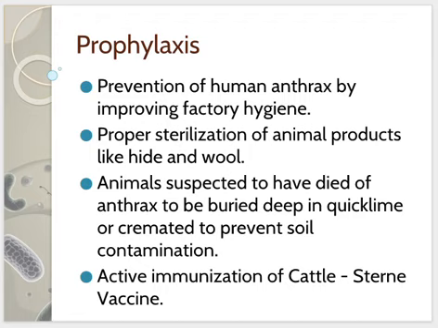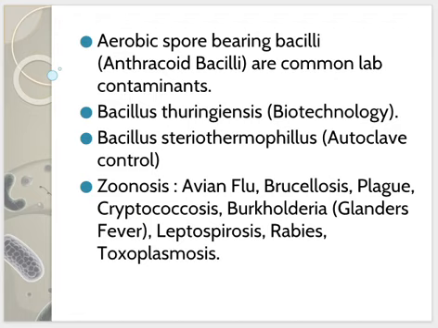Finally, it's important to note that aerobic spore-bearing bacilli, like anthracoid bacilli, are common contaminants in labs. Some species, like Bacillus thuringiensis, have biotechnological uses, and Bacillus stearothermophilus is used to monitor autoclave sterilization. Also, some other zoonotic diseases can be caused by different bacteria, reminding us of the broad impact of infectious agents in both animals and humans.